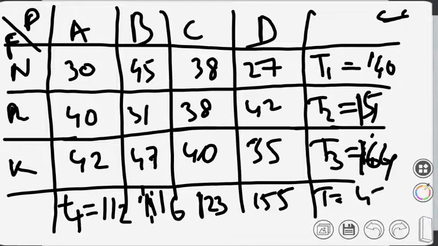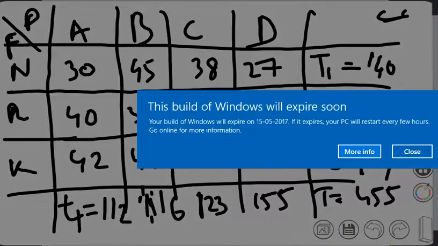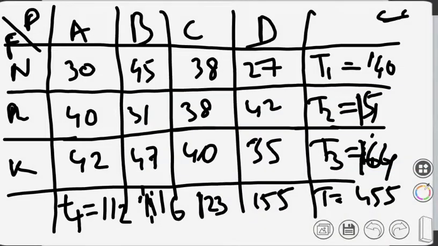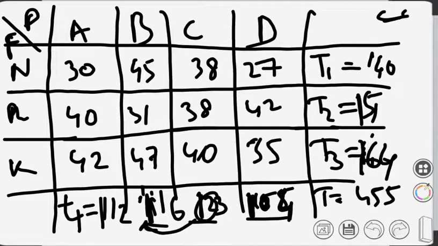455. Sir, the one you wrote as 155 will be 104. Okay, this is 104. Right? So this is 112, 116, 123, 104. That's okay? Sir, 112, then 123, then 116. Oh, 123 is here. Then 116. It's okay. Fine. So we have all the values.